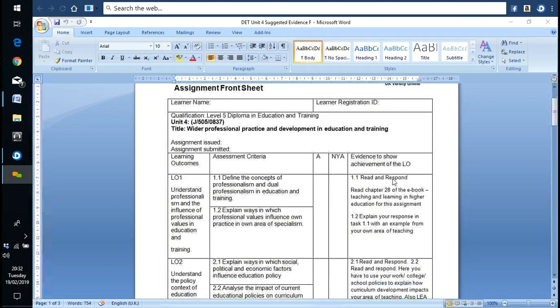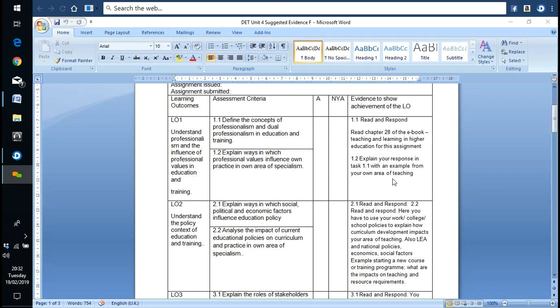Okay. And initially we'll look at define the concept of professionalism and dual professionalism, which we looked at last week, didn't we? Yeah. Briefly. And is that what you've sent me? Are these the ones you've sent me? No, I've sent you LO4 for Unit 3, and I'm doing LO5.